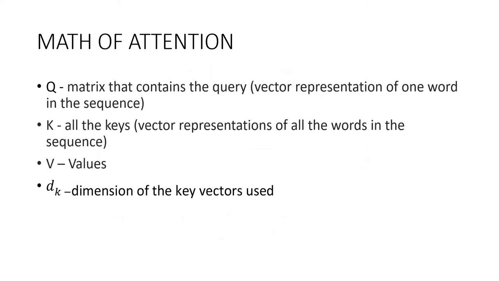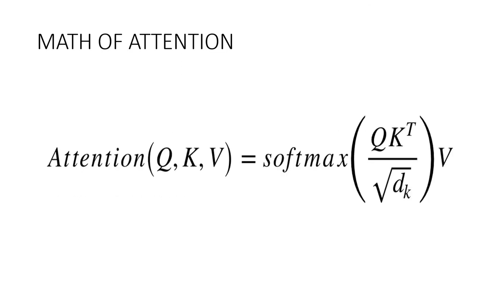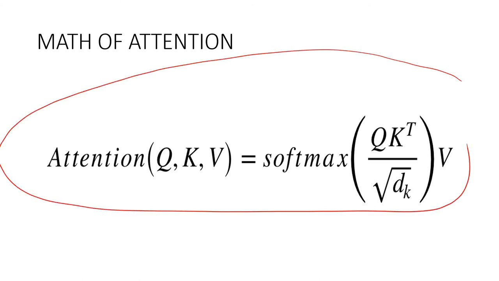Fine. This is the math of attention. We will be using it in our implementation also. Q is the matrix that contains the query vector representation of one word in the sequence. K is all the keys, that is the vector representation of all the words in the sequence, and V is the values, and d_k is the dimension of the key vectors used. Then this is the formula for the attention. Attention is equal to softmax of Q K transpose divided by root of d_k, into V.